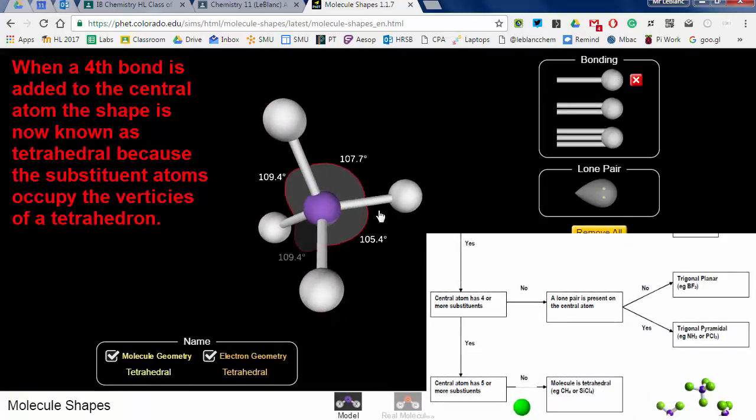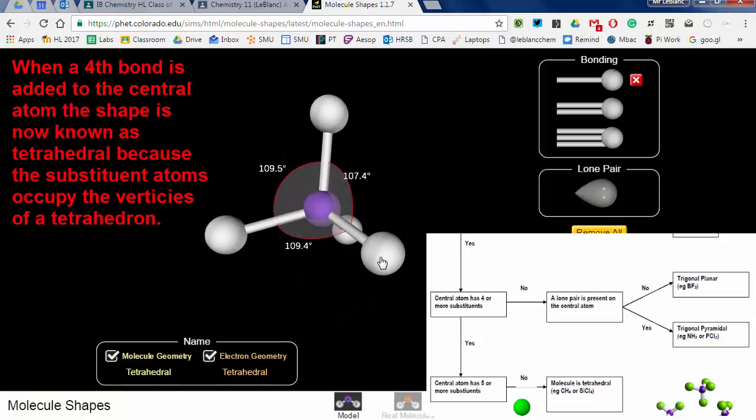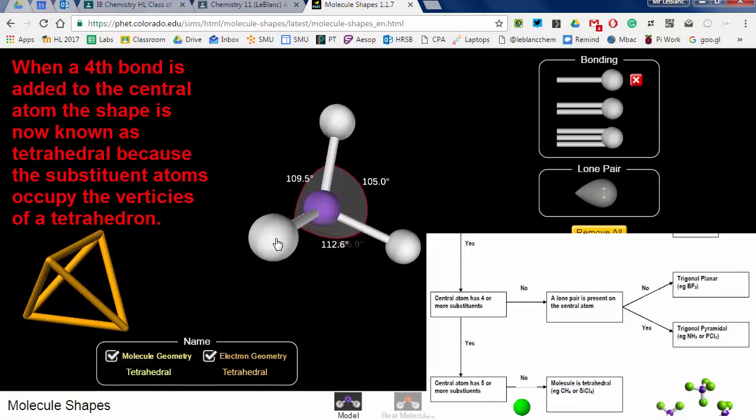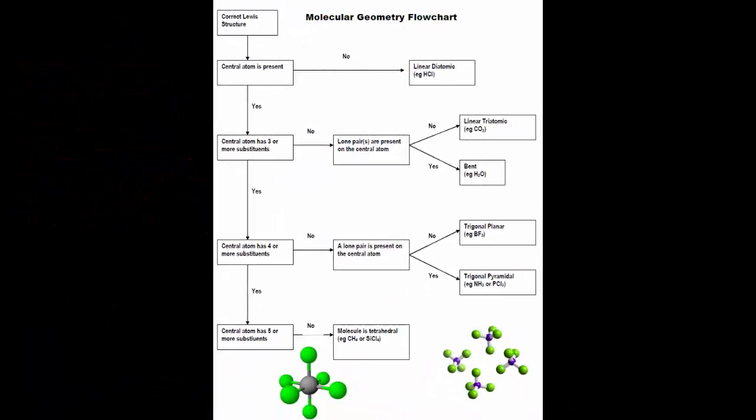If I replace that lone pair with an atom, the fourth substituent is now an atom. I call that shape tetrahedral, right? Because the substituent atoms occupy the vertices of the tetrahedron polygon.